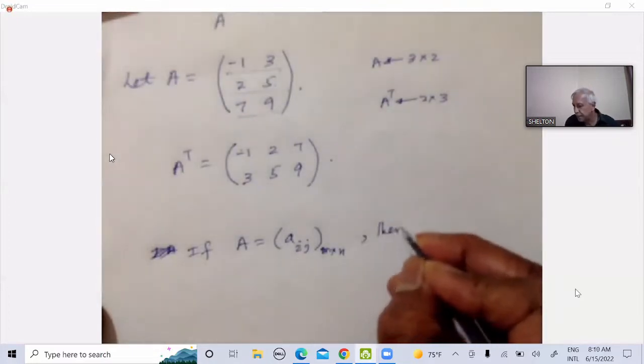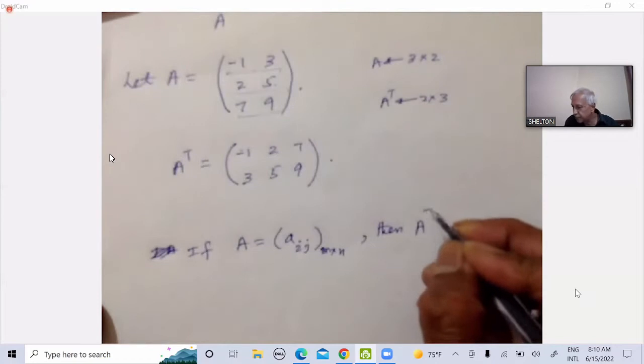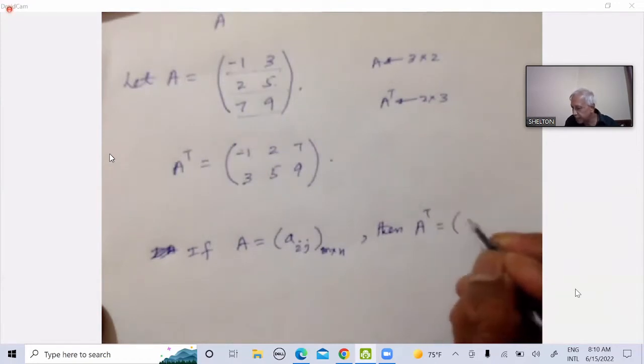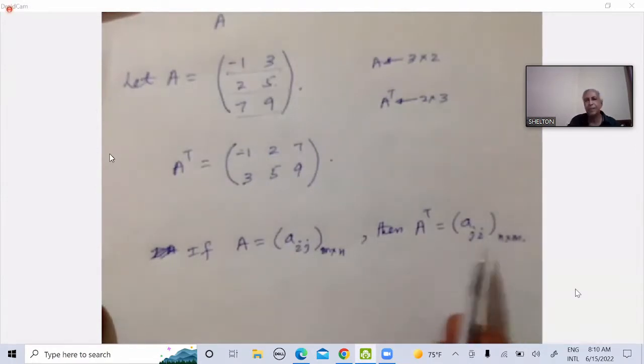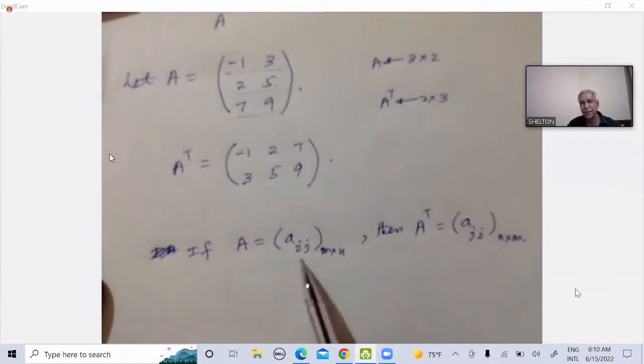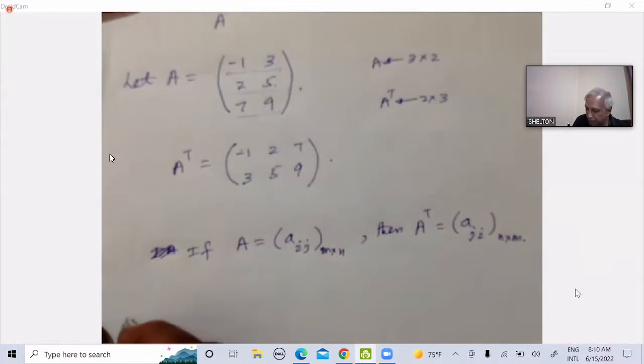Then what is A transpose? A transpose is equal to Aji, n by m. It essentially says what we did here. The ijth entry of the transpose is the jith entry of A. So that means the rows and columns get interchanged.